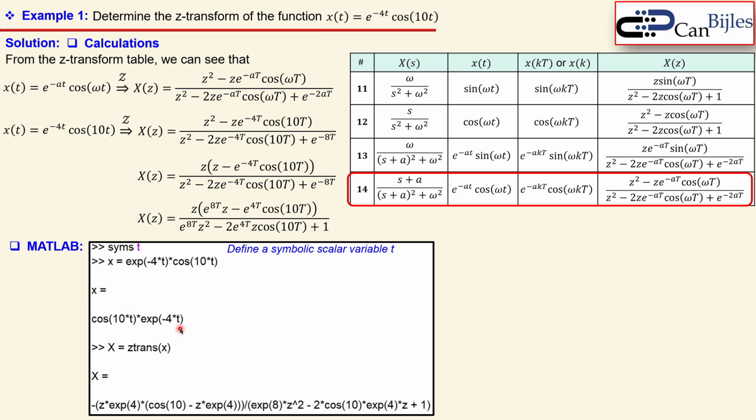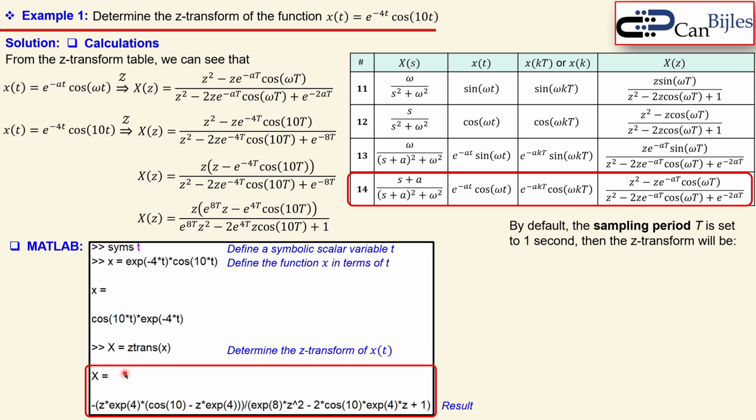Now this is the function, you see that also. Now we here define the function as x, and we have also here using the ztrans and then small letter x is equal to capital letter X, that is our z-transform. And that is now the result. Now you can say, is this readable? Now let's see that. What we see here is not really that readable, and we also don't see the t, so I want to also point it out in detail. By default, the sampling period here is set to 1 second, so T is 1. Then the z-transform will be like so.